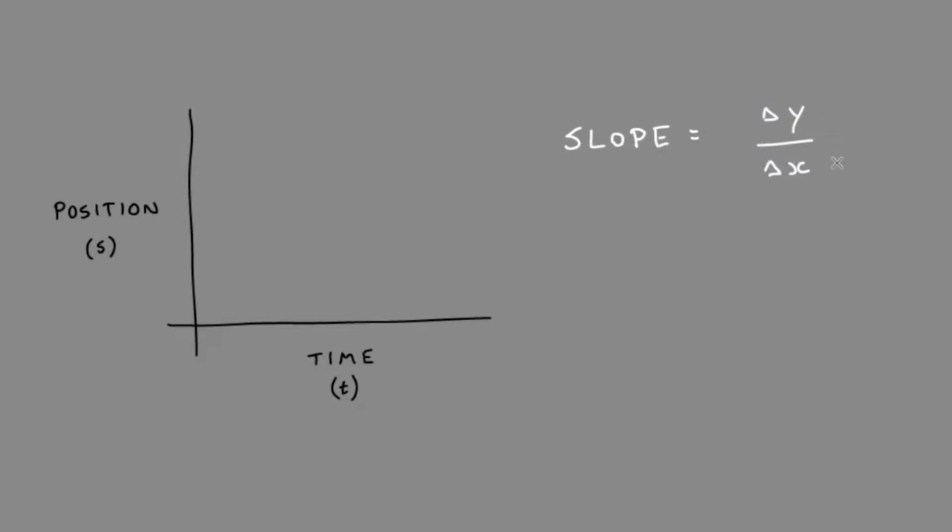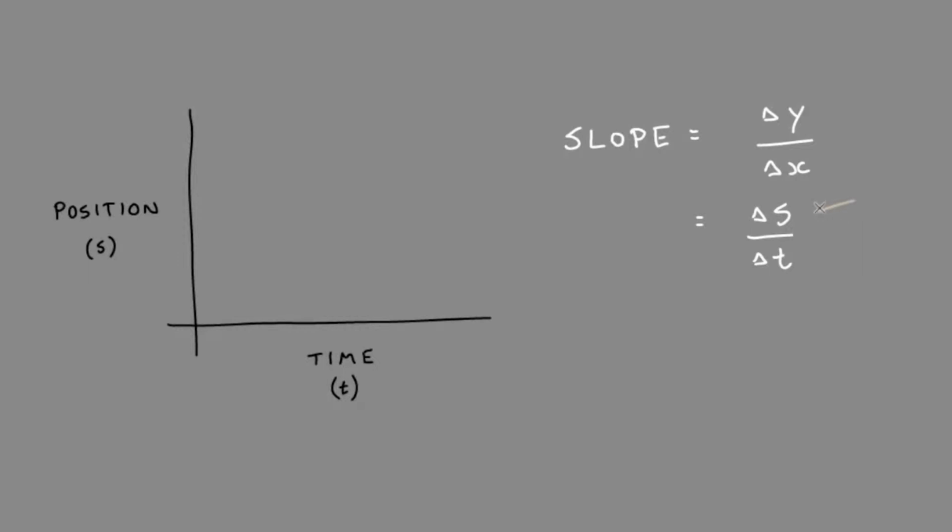So in the position time graph, you can see that the rise, or the y, is the position. So we're going to talk about change in position over change in time on the x-axis. You think about what is change in position over change in time. Think about what the units are, and that will tell you.